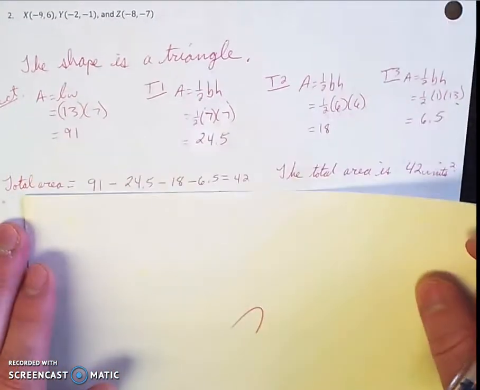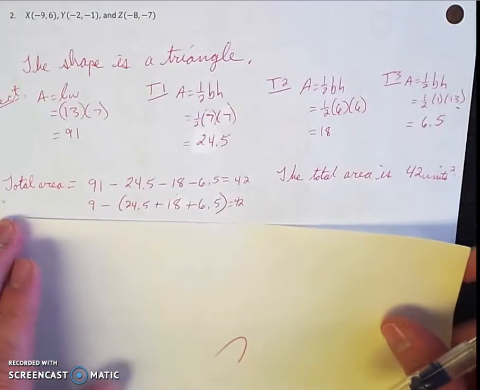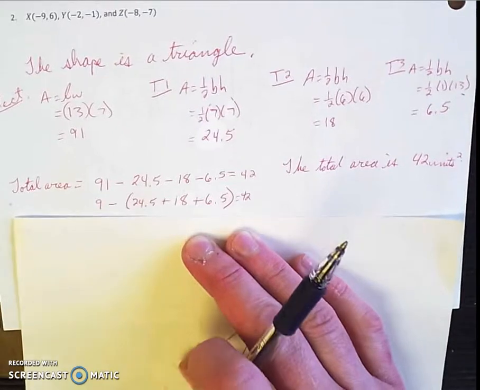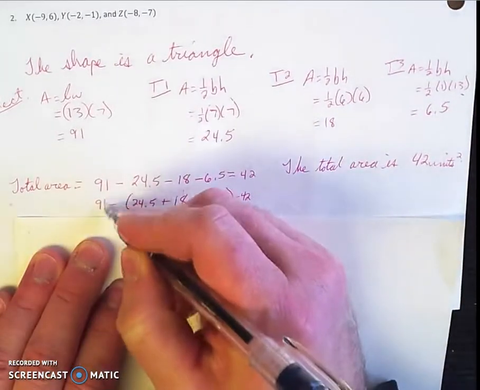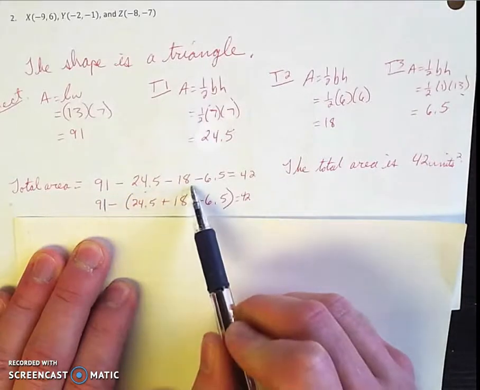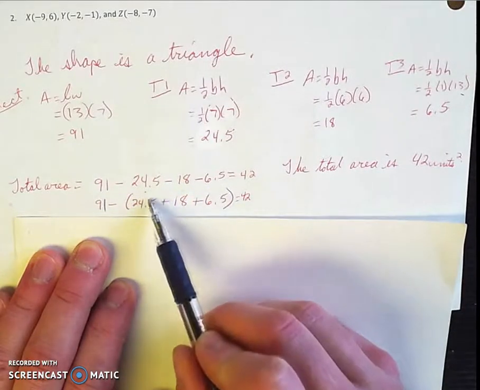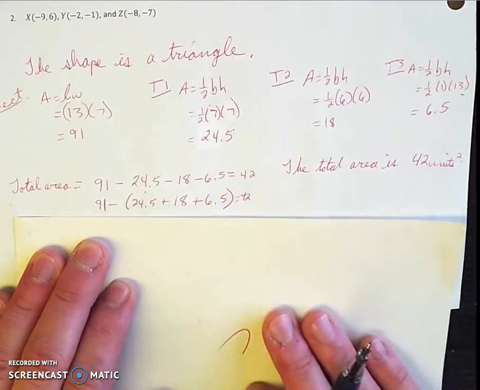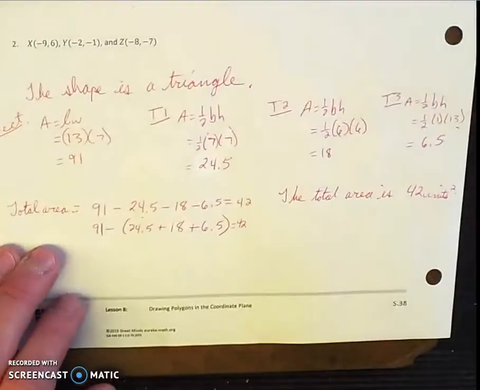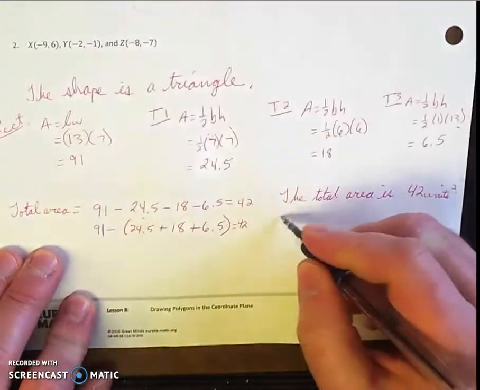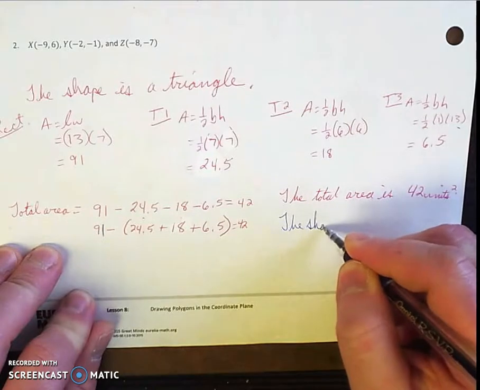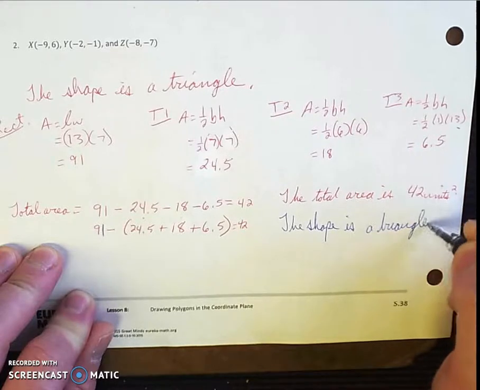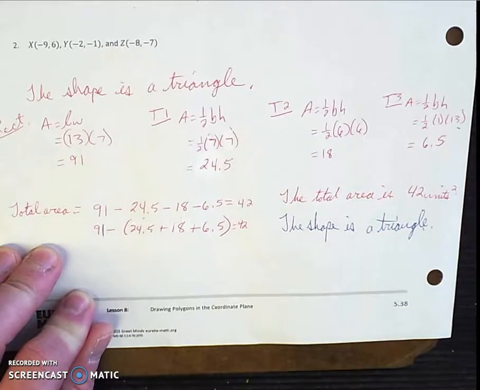So now add those up, or subtract them from the total one at a time, and you'll get an area of 42. So you can either start at 91 and subtract each triangle one at a time, or you can add up the area of the 3 triangles and then subtract that from 91. Either way, you'll get 42 square units. Okay? And then obviously, this shape is a triangle.